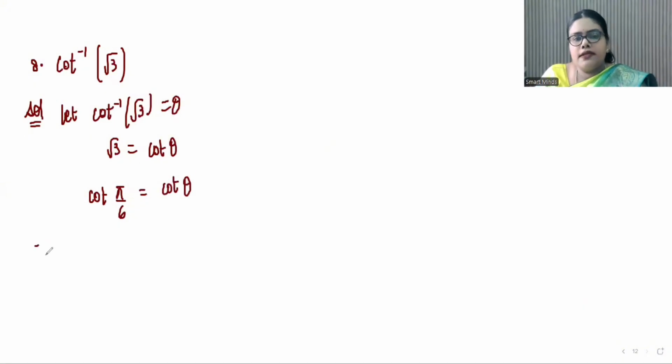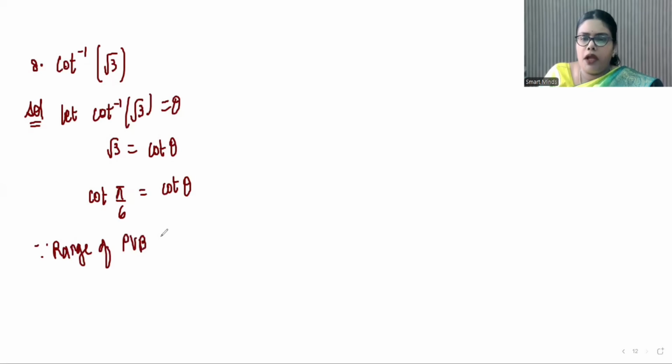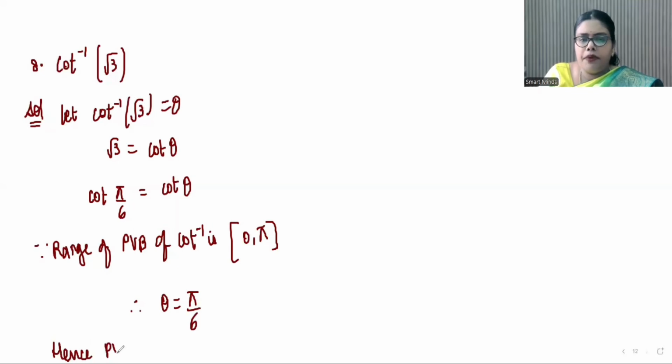Since the range of the principal value branch of cot inverse is the closed interval 0 to pi, we can say theta is equal to pi by 6. Hence, the principal value of cot inverse root 3 is pi by 6.